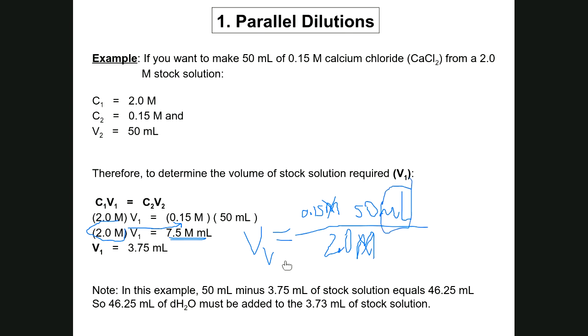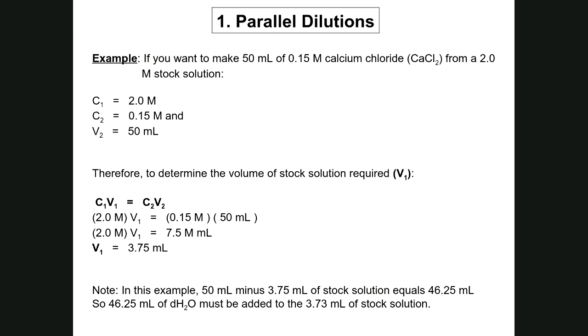Now, once you've calculated the volume of stock you need, once you've calculated V1, you then need to take into consideration that I want the dilution sample, V2, to have a total volume of 50 mLs. So now what you need to do is figure out how much water is needed. And it'll ask you this in the pre-lab. So once you solve for V1, what you next want to do is take V2 minus V1.